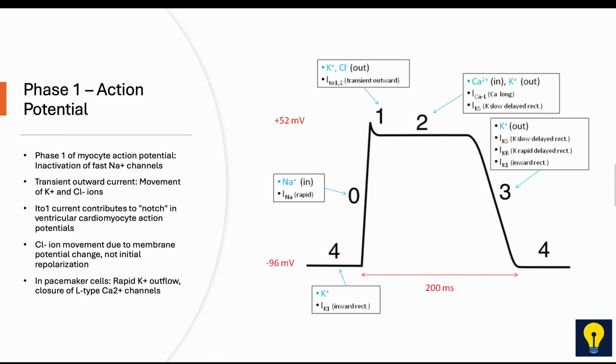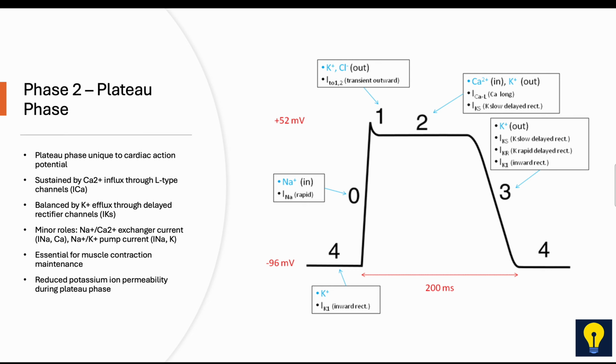What happens with the potassium ions? They're carried by the ITO1 current, while chloride ions are carried by the ITO2 current. That's a bit too much detail. But particularly the ITO1 current contributes to the characteristic notch seen in some ventricular cardiomyocyte action potentials. It's suggested that the chloride ion movement during phase 1 is due to the change in membrane potential from K plus efflux, rather than contributing to initial repolarization. In cardiac pacemaker cells, phase 1 results from rapid K plus outflow and closure of L-type calcium channels.